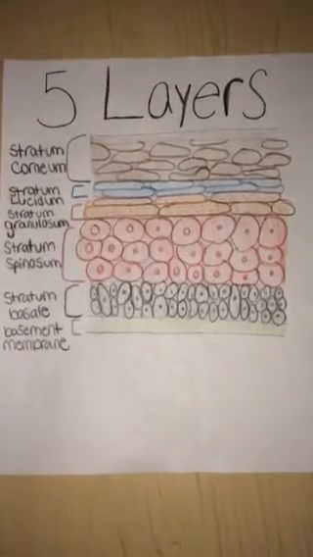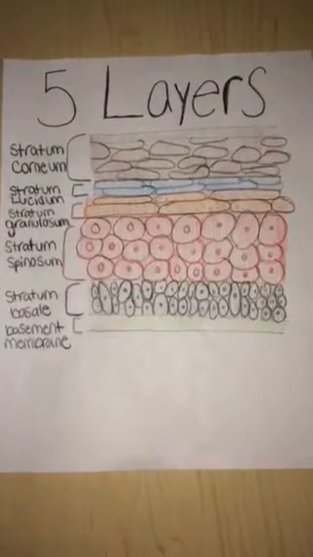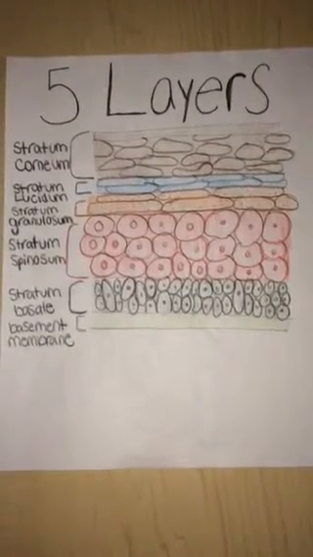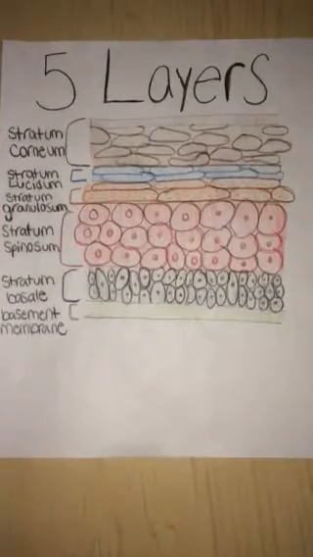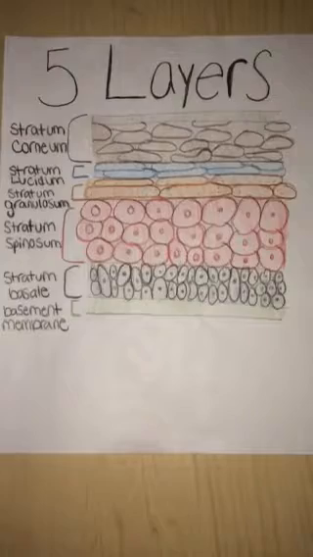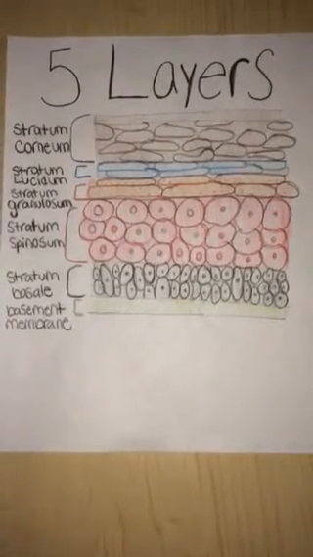Stratum lucidum is a clear layer that covers the stratum granulosum within the thick skin of the palms and soles of the feet. The cells are flattened and without organelles, but are filled with keratin, which is a tough, fibrous protein, and it is the basic structural component of hair and nails in humans.